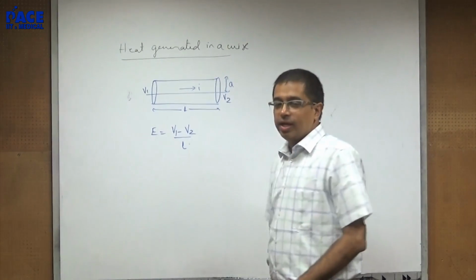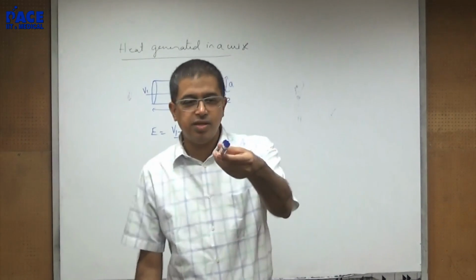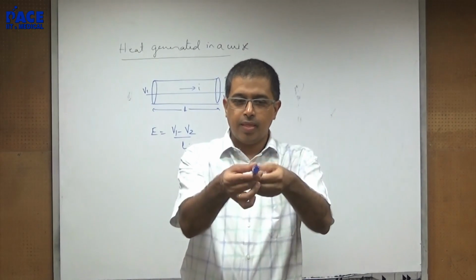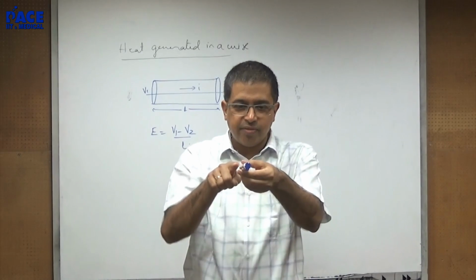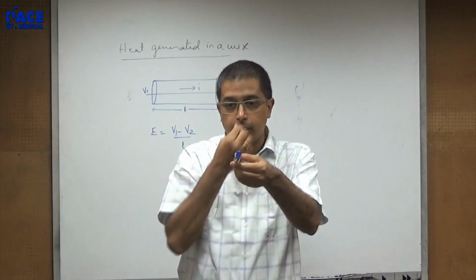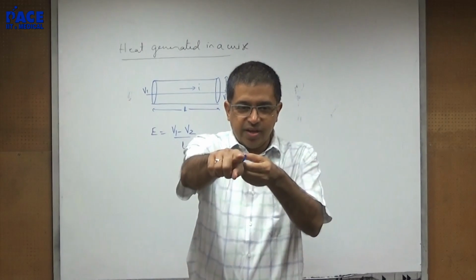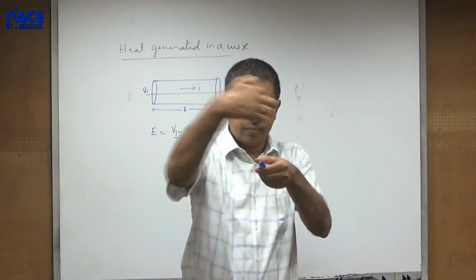But look at the beauty in it. Observe this carefully. If this is the resistor, current is flowing this way. That means the electric field is in the same direction. J equal to sigma E, Ohm's law. Electric field is in this direction. Magnetic field will be this way.